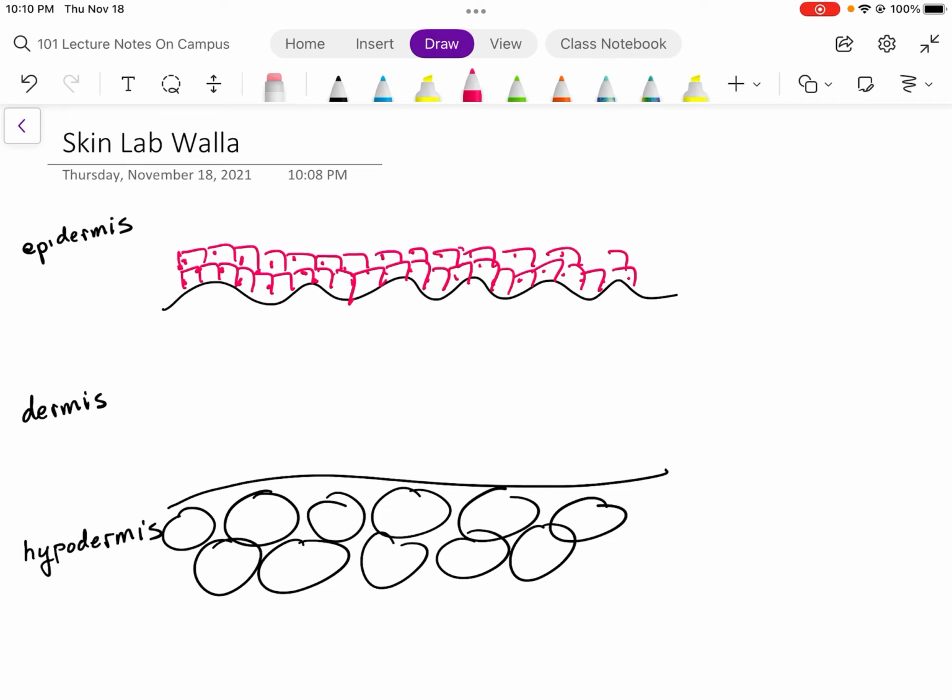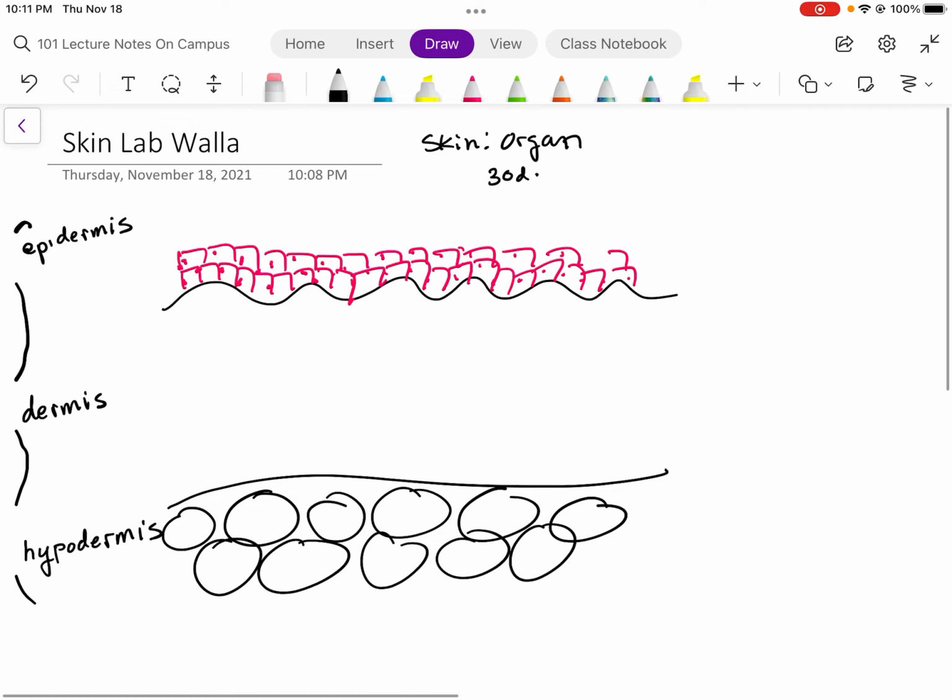So there are three major layers of the skin. I guess I should start out by telling you, hey, these are the three major layers of the skin. I should also tell you some things like skin is an organ. It's also the largest organ in your body. And the skin cells on the surface are reproducing very rapidly. Every 30 days, your skin on the surface is replaced. So let's take a look at that part of this.